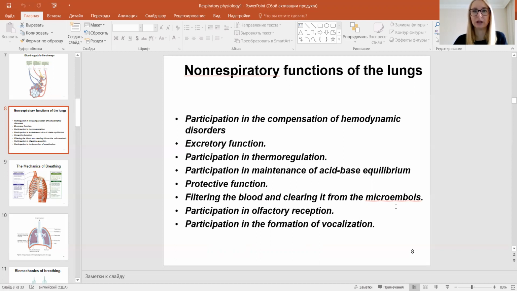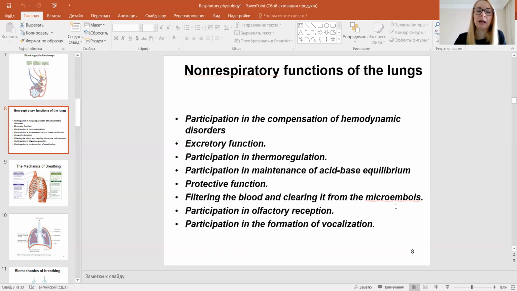Next one, protective function. Blood contacts with a great amount of lymphoid structures localized in the bronchial walls, and alveoli contain a large quantity of macrophages. All these factors protect the body from carriers of foreign genetic information, such as microorganisms or its own genetically defective cells.